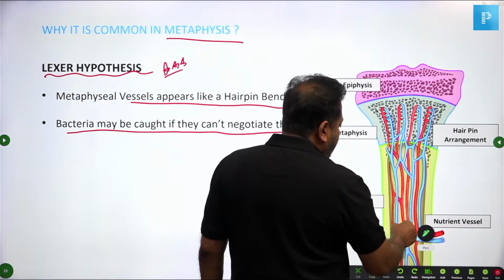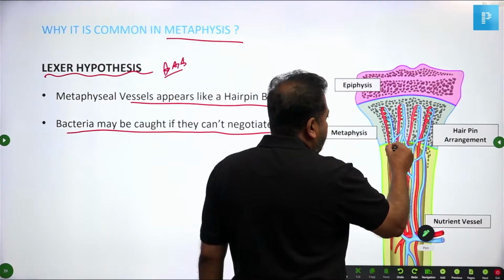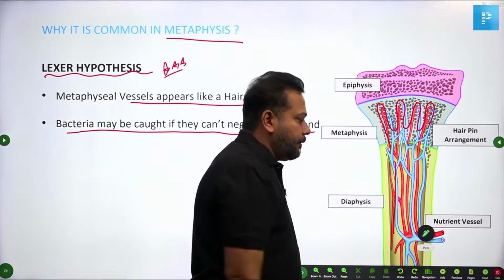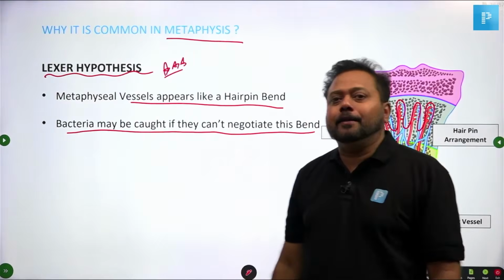You see, in the diaphysis, the artery is straight. In the metaphysis, it is going for a hairpin bend. So that is the reason. This is called Lexer's hypothesis.